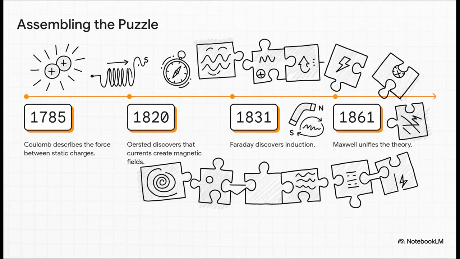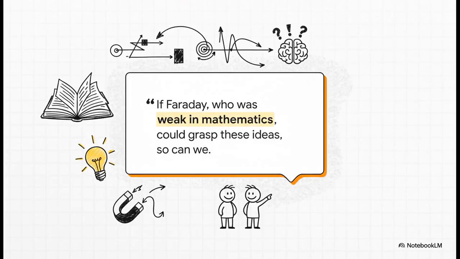Now look, this understanding didn't just pop into existence. It was kind of like a giant puzzle, assembled piece by piece over decades. You had folks like Coulomb, Ørsted, and the legendary Michael Faraday. They each found a critical piece. But it was James Clerk Maxwell who finally stepped back, saw how all the pieces fit, and put the whole glorious picture together.